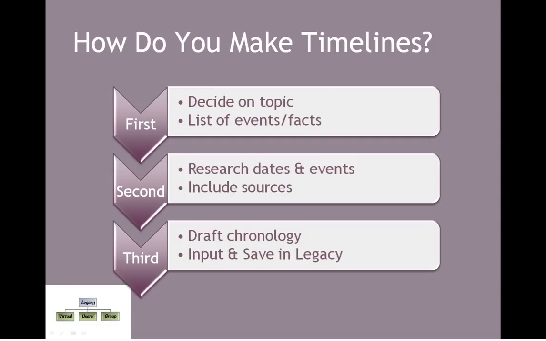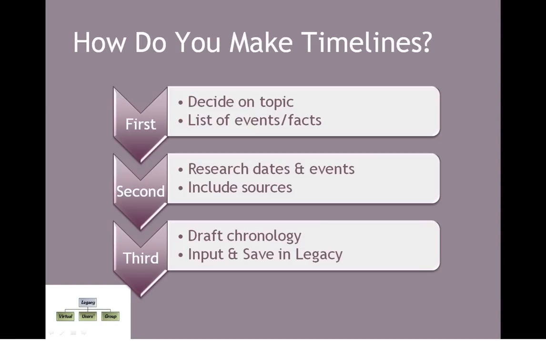Now, we've discussed timelines in general, timelines you find online, and timelines that are in Legacy. But if you're not satisfied with any of those, how do you make your own timeline? I think the process of making a timeline is basically a three-step process. First, you need to decide on a topic and the list of events or facts. Second, you need to research the dates and events, and you need to include your sources. And third, you need to draft the chronology and then input it and save it into Legacy.